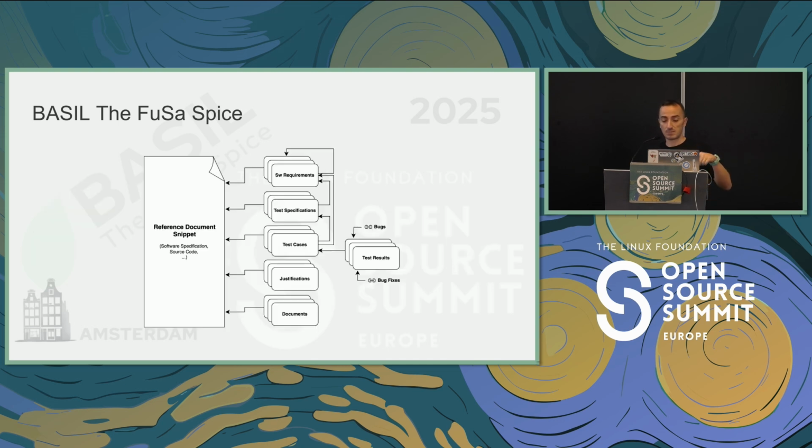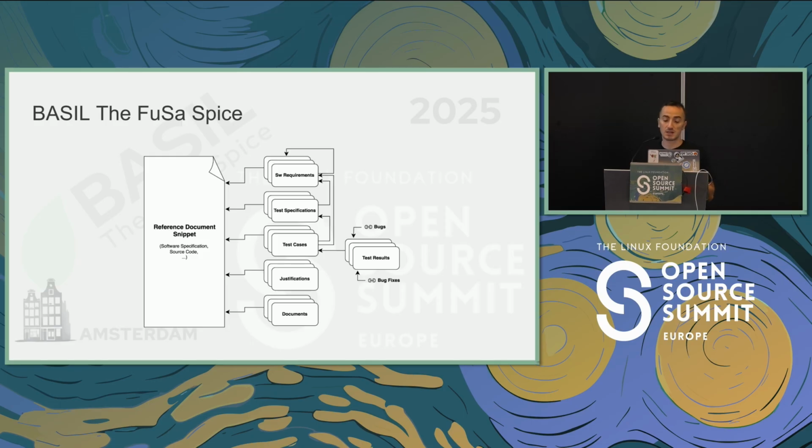So let's see a bit of detail on the mapping that you can generate on your reference document. You can design software requirements, test specifications, test cases, justifications, and documents. And you can create relationships between those elements as the arrows that you see. So you can have multiple levels of software requirements. You can map test specifications to requirements, test cases to test specifications or to requirements. And everything can also be mapped directly to the reference document, that can also be your source code.